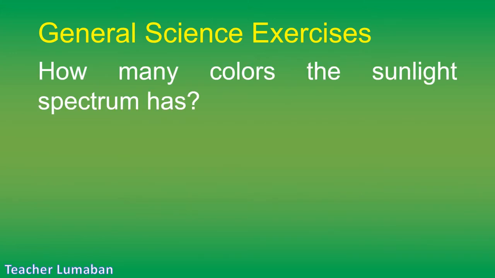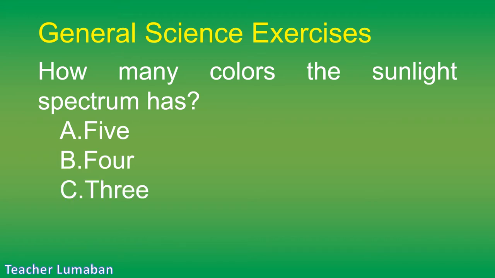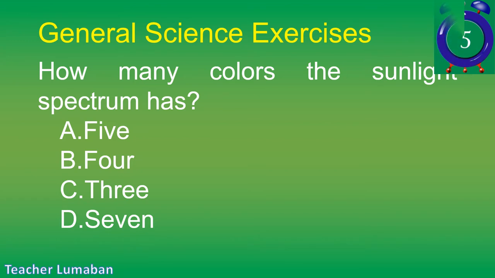How many colors does the sunlight spectrum have? Letter A, 5. Letter B, 4. Letter C, 3. Letter D, 7. Choose the suitable answer to the following choices in 5 seconds. 5, 4, 3, 2, 1.